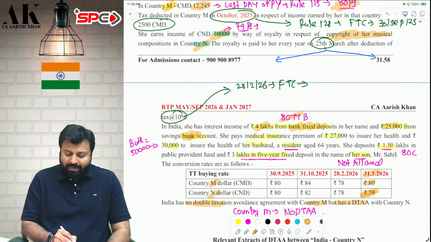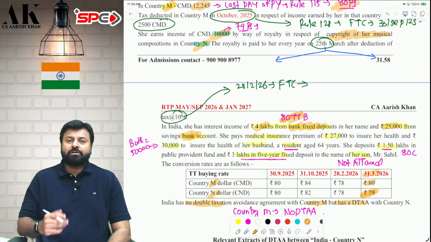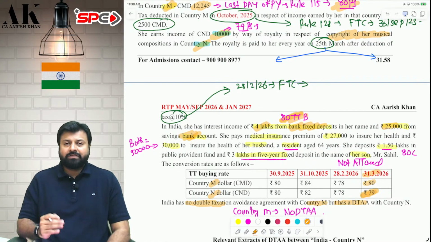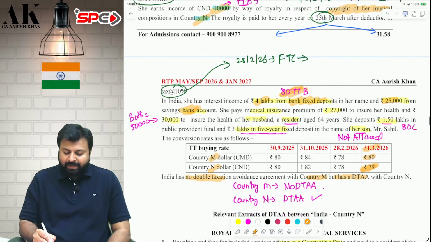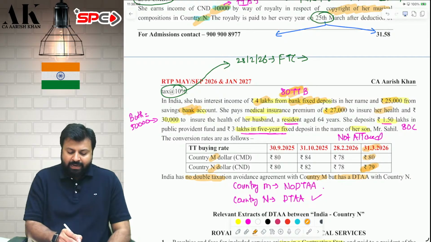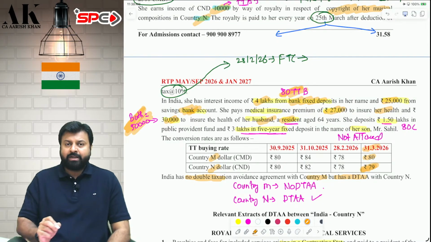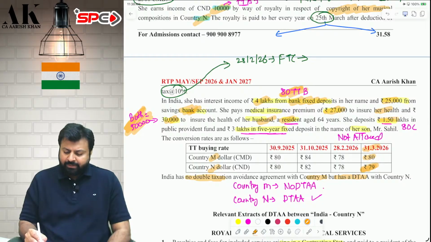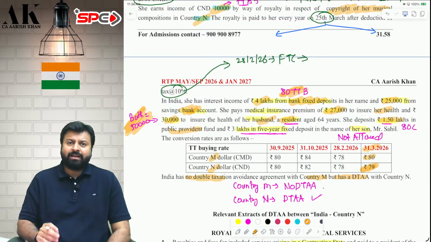And from this 4 lakh and this 25,000 rupees, she will get 50,000 rupees deduction under 80TTB because she is a resident senior citizen, and she will get deduction under 80TTB, not 80TTA. Then she pays medical insurance of 25,000 for herself and 30,000 for her resident husband. Therefore, herself and husband taken together, she can claim a 50,000 rupees limit deduction under 80D for mediclaim because she is following old regime. And she deposits 1.5 lakhs in PPF, so she can claim deduction of 1.5 lakhs under 80C.